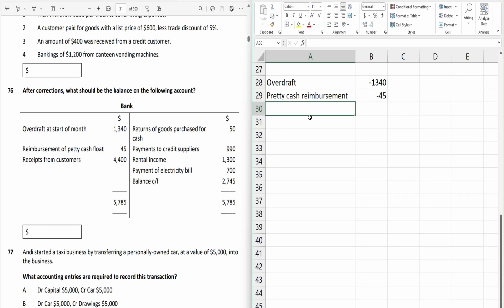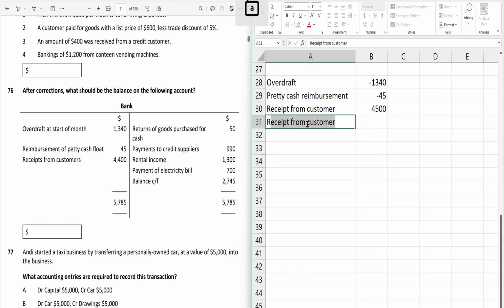Then we have receipt from the customer. What is the amount? 4500. Then we have return of goods purchased for cash. If we are returning the goods, while purchasing we might have paid the amount, so now that amount should be paid back by the supplier. So we are receiving it.